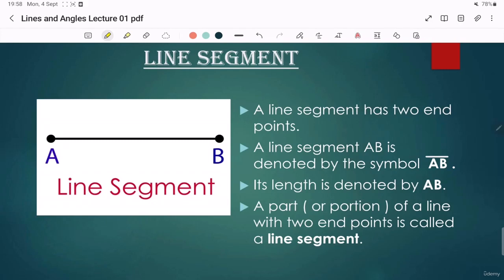Hi everyone, today we will study lines and angles. In this video and in the upcoming videos, we will see concepts about lines and angles.